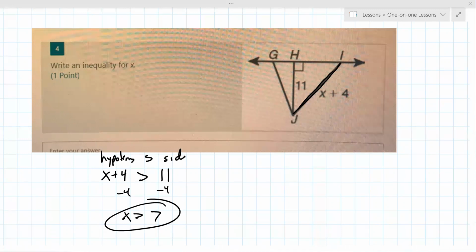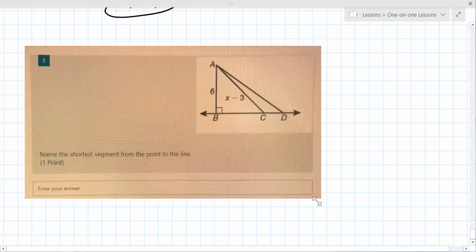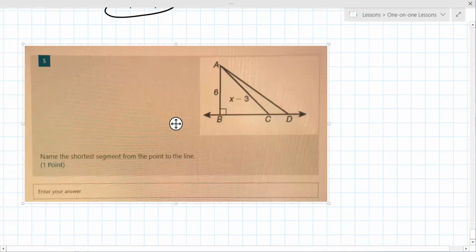Five and 6 look very similar. I don't know if you've got this up on your side, but it's very similar. Let me paste this one in. So I think again it's saying name the shortest segment from the point to the line. I've got to be thinking it's A, point A. So what is that segment? AB, right? AB, yeah. But why do they give you all this other stuff? I don't know.